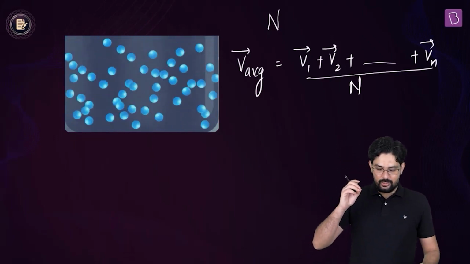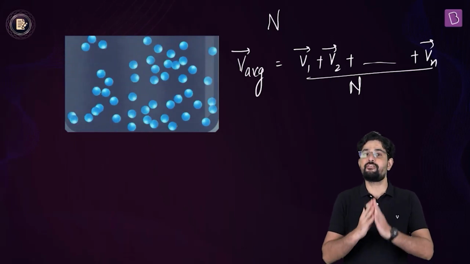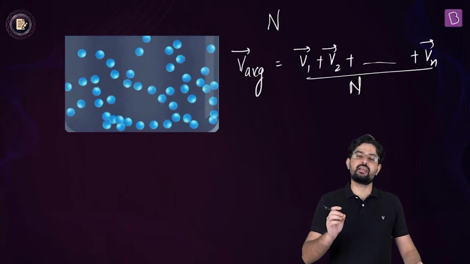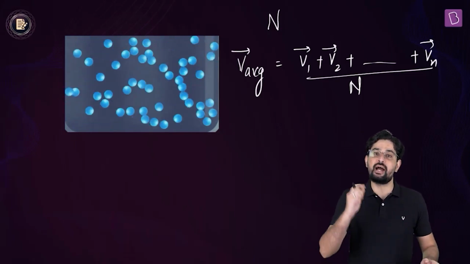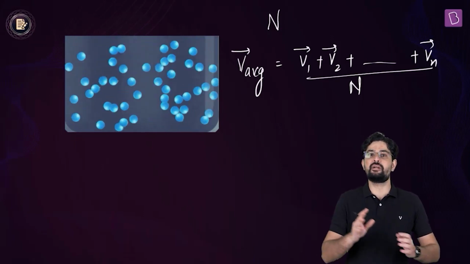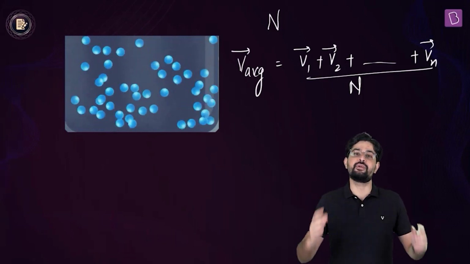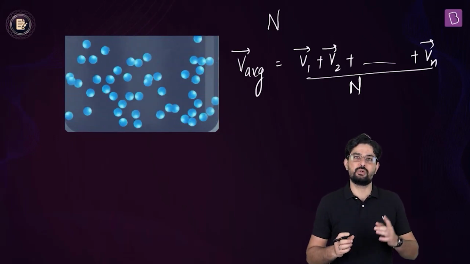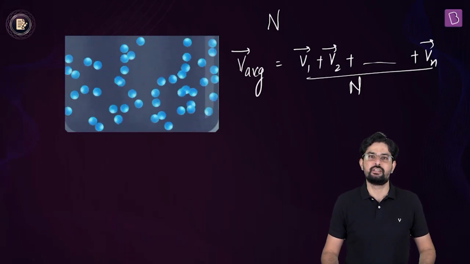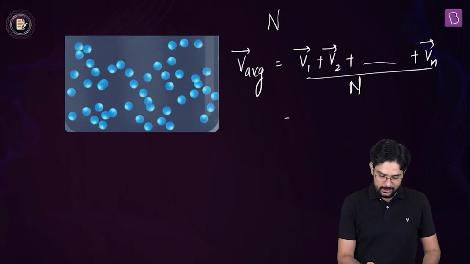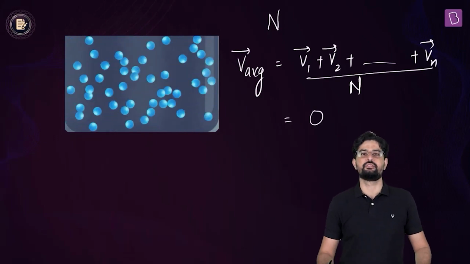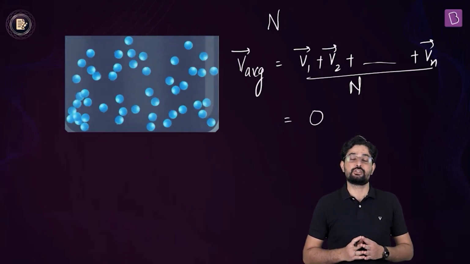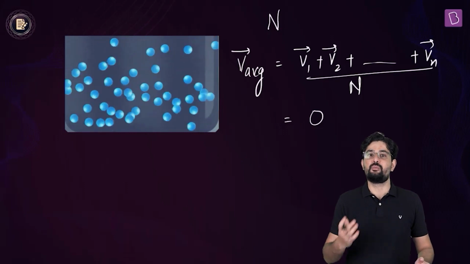Now, if a molecule has some velocity v1 at some instant, then you can find another molecule that has the velocity minus v1 at that moment. The probability of this happening is really, really high. And because the number of molecules is so large, you can expect this to happen. And that is why this is going to come out to be 0. Right? Everything is going to get cancelled out. So the average velocity of the molecules will be 0.